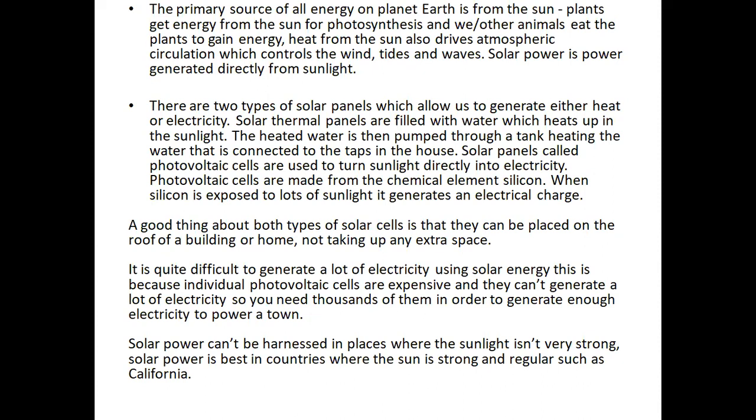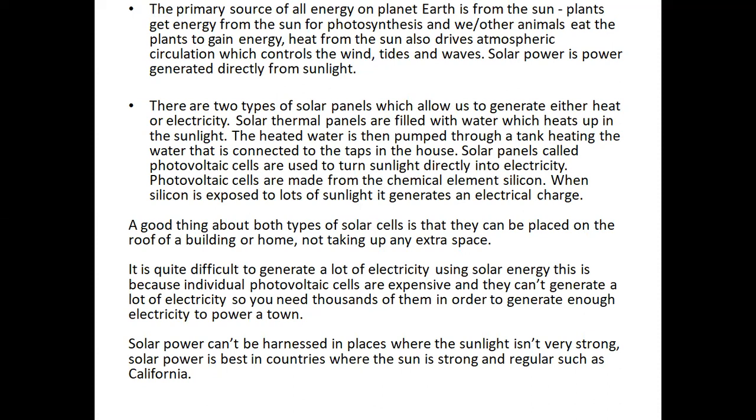Basically, there are two types of solar panel, which allow us to generate either heat or electricity. Solar thermal panels are filled with water which heats up in the sunlight. The heated water is then pumped through a tank, heating the water that is connected to the taps in the house. Solar panels called photovoltaic cells are used to turn sunlight directly into electricity.